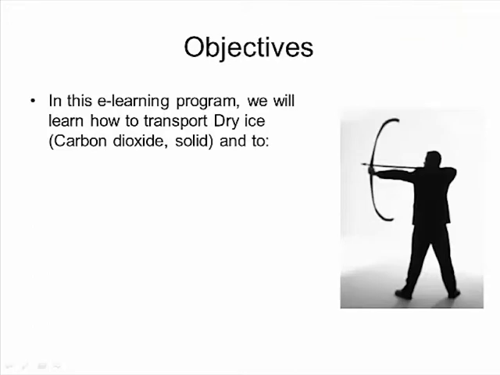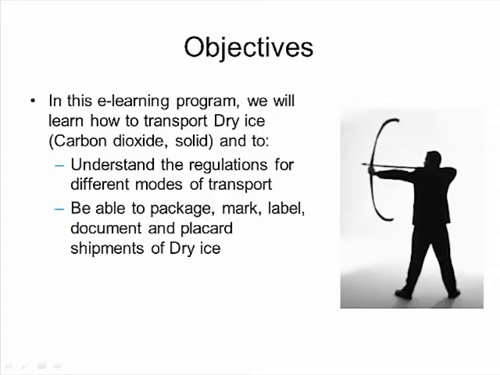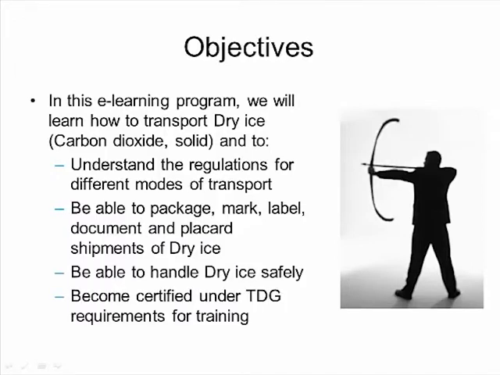In this e-learning program, we will learn how to transport dry ice, also known as carbon dioxide solid, and to understand the regulations that apply to different modes of transport, be able to package, mark, label, document, and placard shipments of dry ice for transport by ground or air, and be able to handle dry ice safely, along with become certified under the Transportation of Dangerous Goods regulations requirements for training.